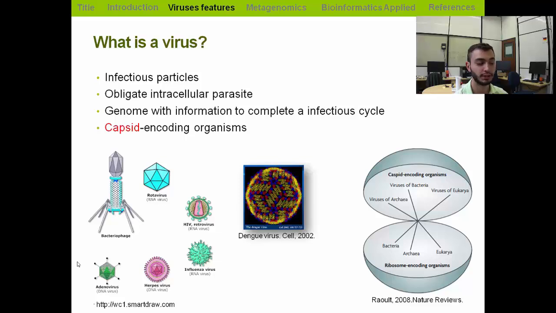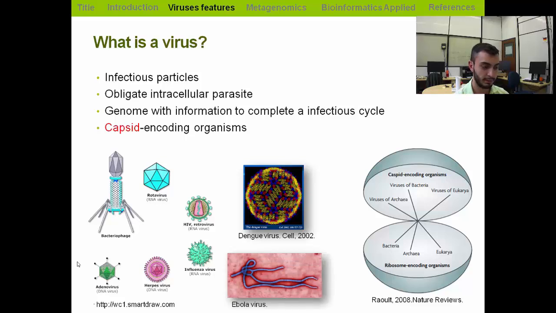Here I show you a picture. It was published in Cell magazine in 2002. It's from the dengue virus. It's a flavivirus, and you can see here a very nice picture of it. It's probably icosahedral symmetry. And here, the most frightening of all right now is the Ebola virus. It's a filovirus, from the family Filoviridae. Its symmetry is helical symmetry, the capsid.